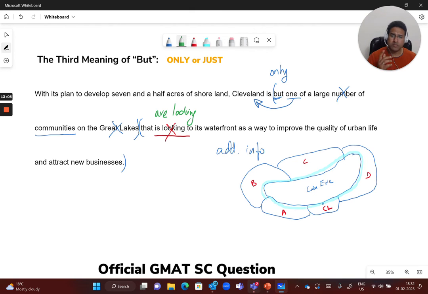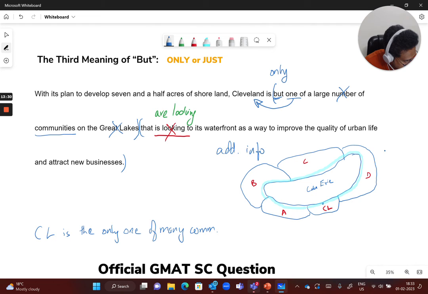Right? Now you must be wondering, when exactly would "is looking" be correct? Well, let's look at that as well. Let's say we had a sentence, Cleveland is the only one of many communities that dash looking. What have I changed here? I have changed "only" to "the only."